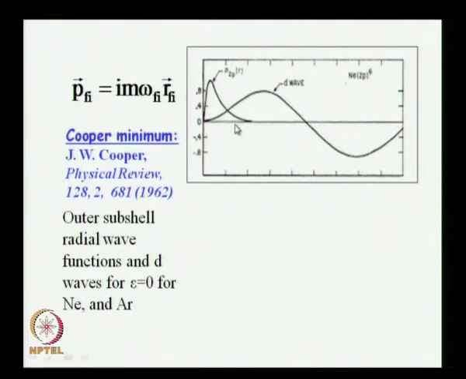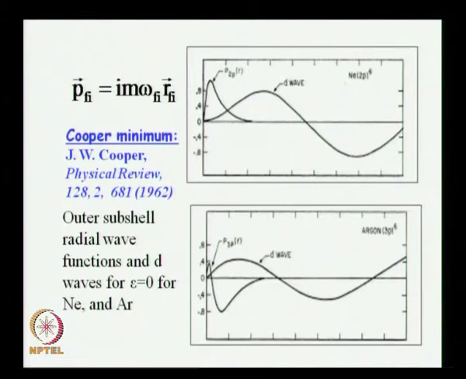Now consider, instead of neon, the next atom in the periodic table just below neon, which is argon, a very similar atom. Its chemical properties are very similar; both are inert gas atoms. But there is a significant difference in the nature of the wave function of the outer 2p wave function for neon and the outer 3p wave function for argon. What is the difference? 3p has one node.